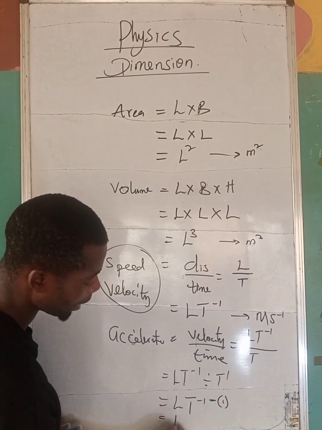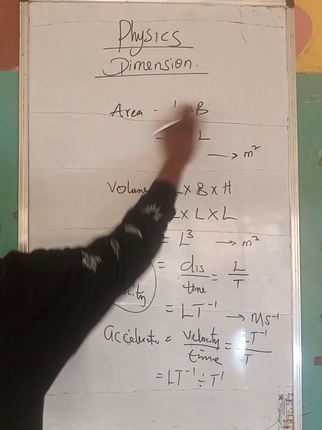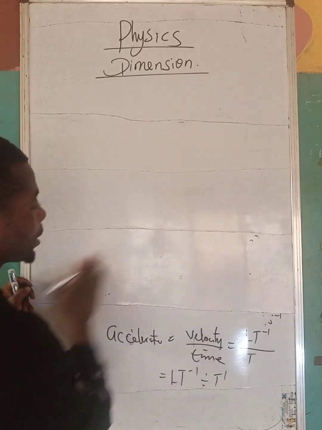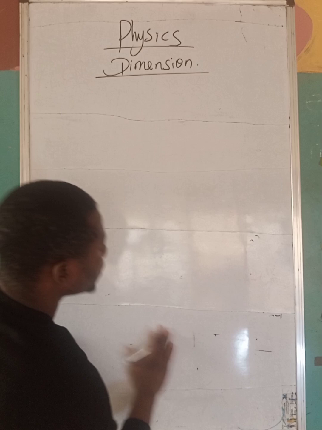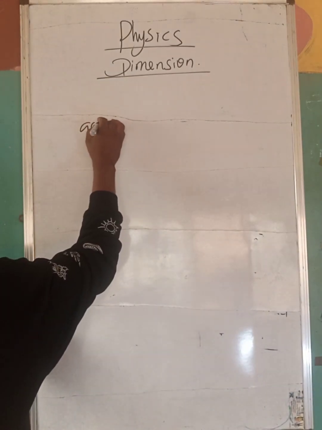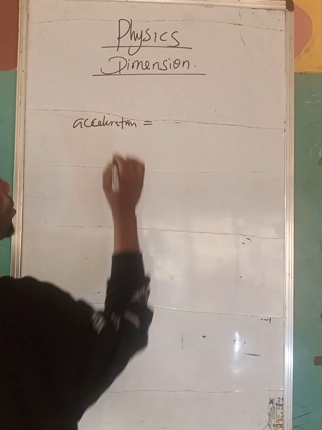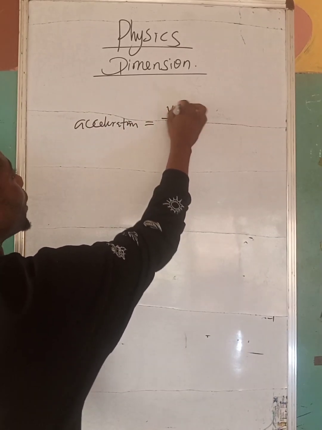So if you solve this, you have L T. Let me write it here. I'm still on acceleration. Acceleration will now be velocity divided by time.